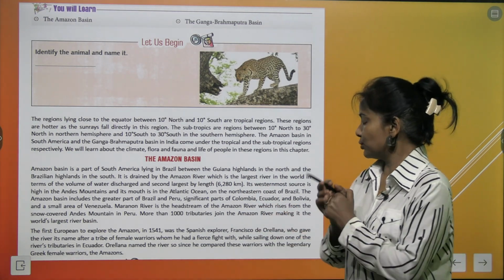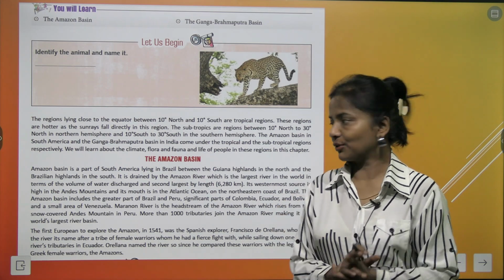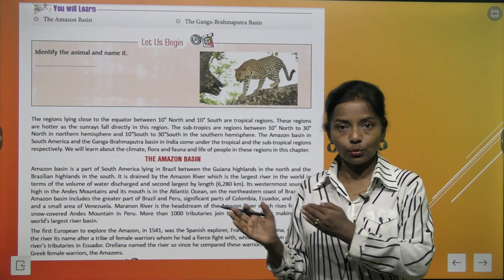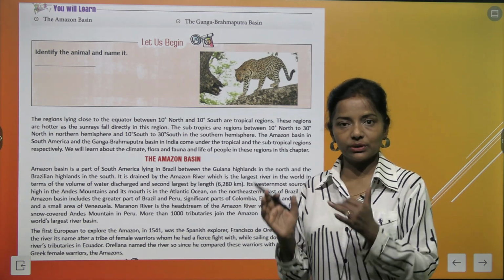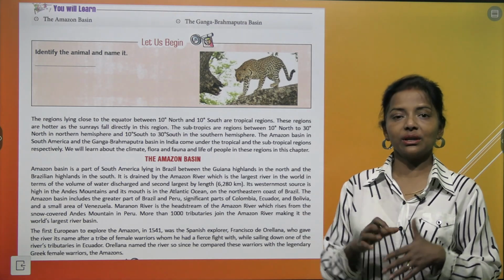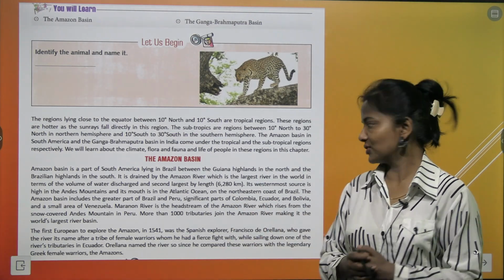Amazon River है जो कि world की largest river है in terms of जो water वो discharge करती है, जो water वो देती है. And second largest क्यों है? क्योंकि by length वो second largest.